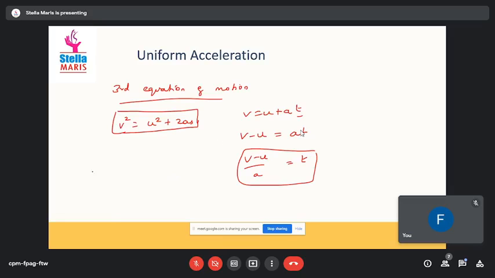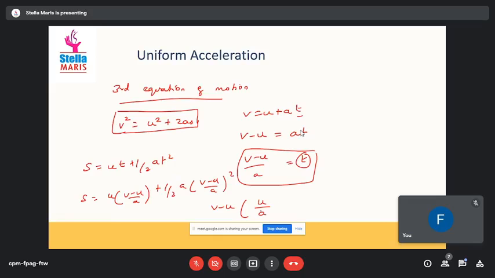So in the distance equation, that is s is equal to ut plus half at squared, substitute this value of t here. So s is equal to u into (v minus u by a) plus half into a into (v minus u by a) the whole squared. Here you can take this v minus u outside as a single common entity: u by a plus half into (v minus u) by a. So this will be it.